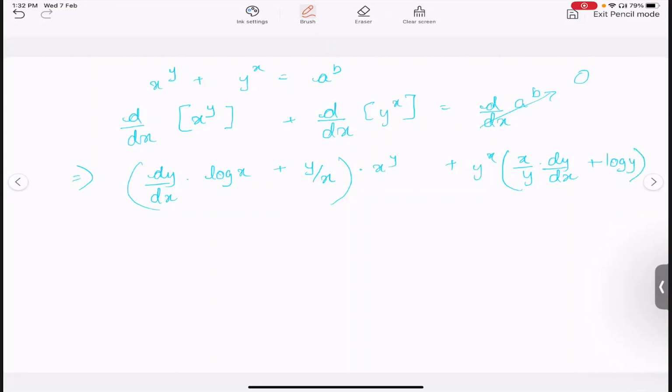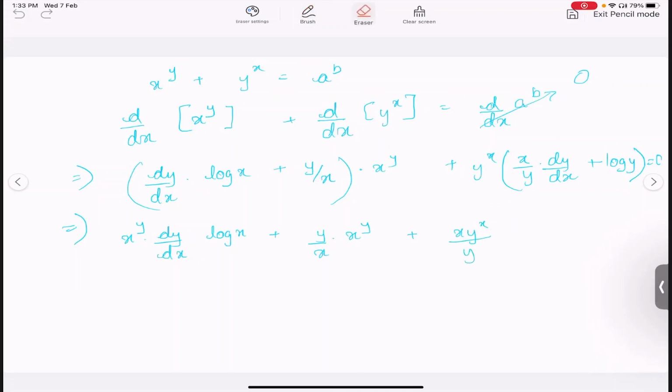Now what we have to do is equal to 0. So we have to rearrange it so that we can get dy by dx on one side and the rest of the things on the other side. So what we will do, dy by dx log x, let's simplify it. So this will become this plus y by x to the power x to the power y will be plus x y to the power x by y.